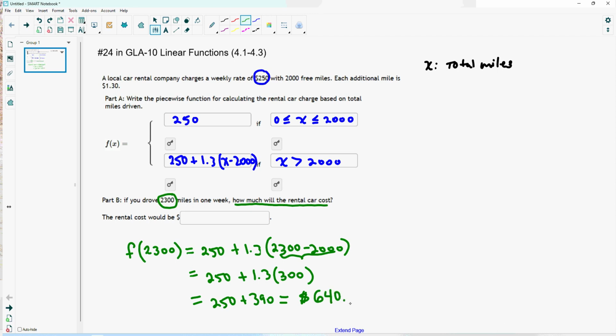$640 for that last part. So the dollar sign's already there. I think all you have to do is type in 640.